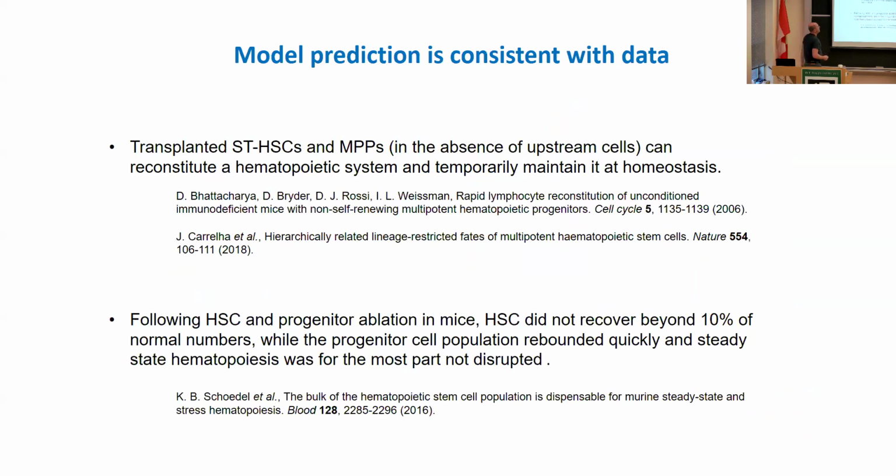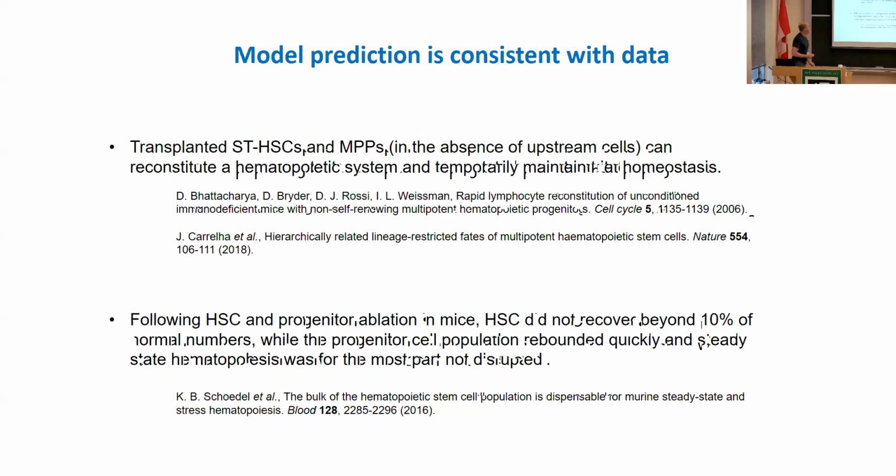And so these model predictions are consistent with data that are out there and can explain some of the data. If you take transplanted short-term stem cells or MPPs in a mouse, you irradiate a mouse, get rid of the long-term stem cells, and only put in short-term stem cells or MPPs, they can maintain a hematopoietic system for a while. Okay, so that was a puzzling observation, and this can sort of explain it.